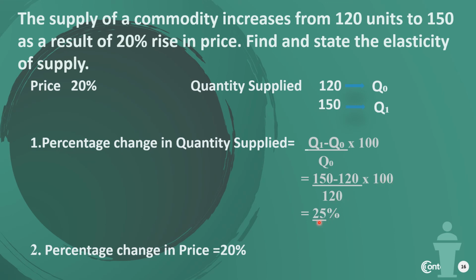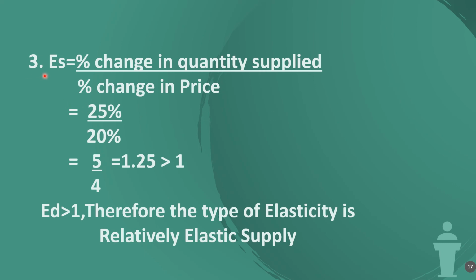So the percentage change in quantity supplied is 25%. The second step, percentage change in price is equal to 20%, which was already given to us. Let's move on to the next step. The third step, elasticity of supply equals percentage change in quantity supplied upon percentage change in price.